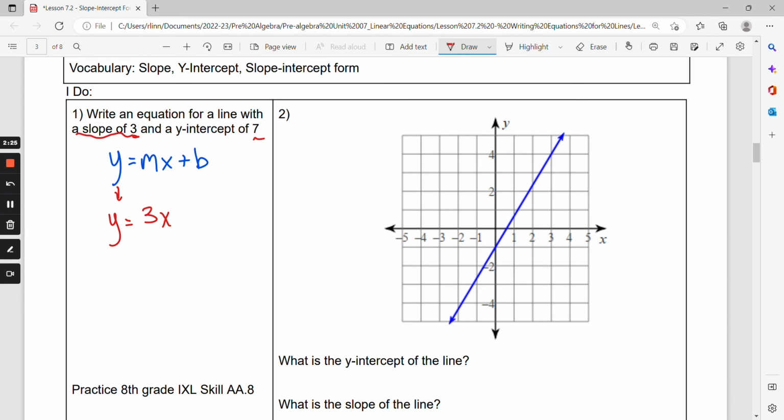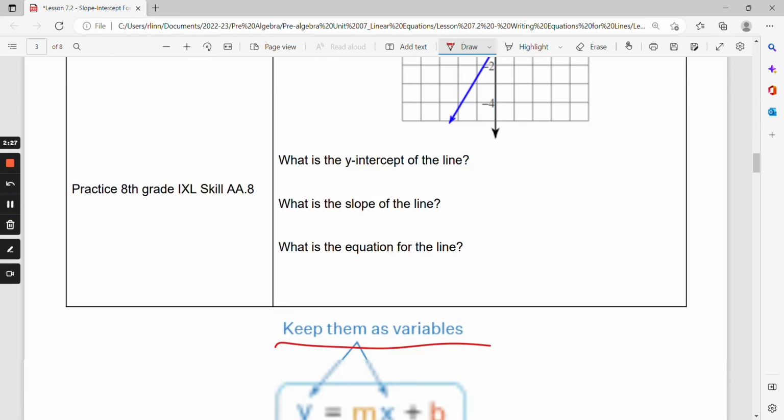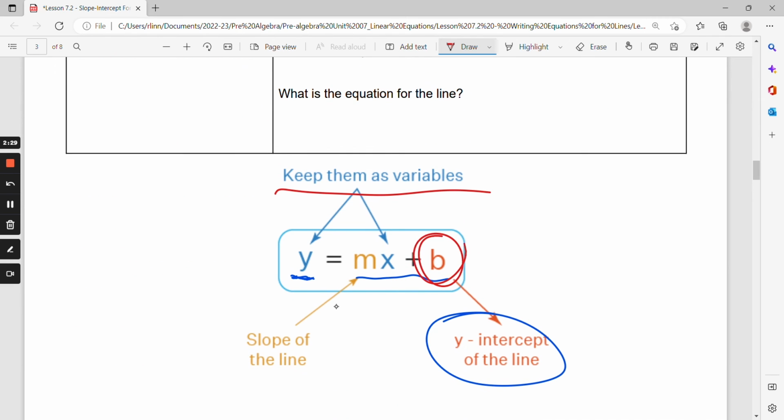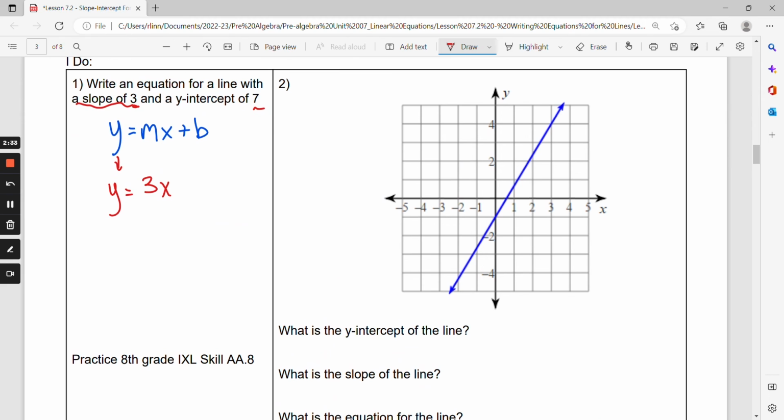And then the last thing that I have is my plus b. Now down here at the bottom it says that my b is the y-intercept of that line, and it says here in my problem that I've got a y-intercept of 7, so that 7 is going to go down in place of b. So I have y equals 3x plus 7. So the equation of a line in slope-intercept form with a slope of 3 and a y-intercept of 7 is y equals 3x plus 7.